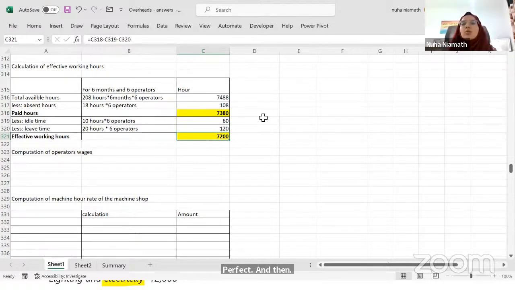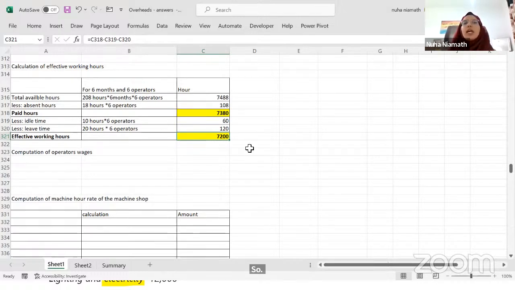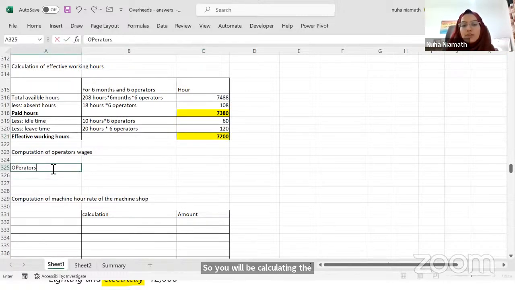Okay, so Ranjita has told the right answer that it will be 7380. This is because the paid hours, is somebody speaking? I am not able to hear, it's not audible. Exactly, perfect, Ajmal. Thank you for that. Paid for absent hours, there is no pay, in the question it is mentioned, but for idle time and leave time, they will be paid. So you will be calculating the operators wages.